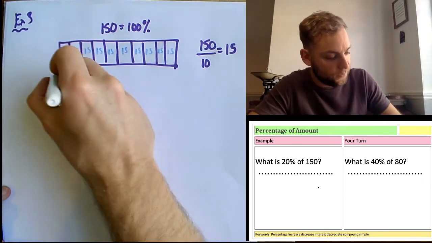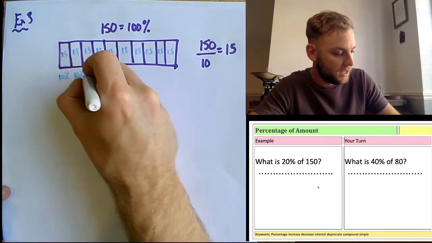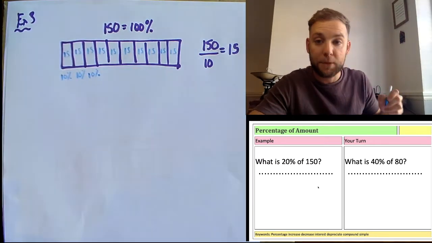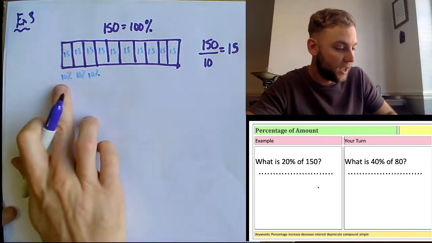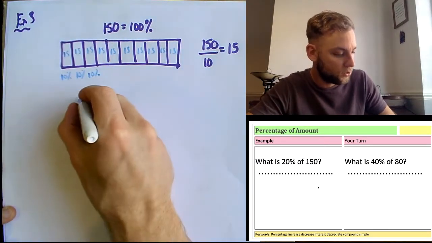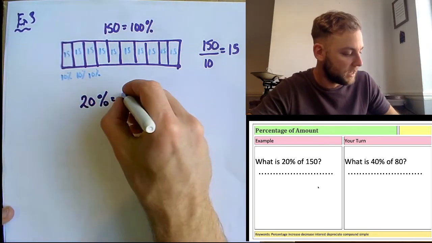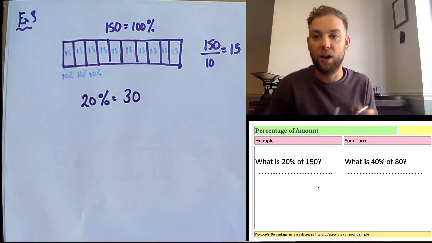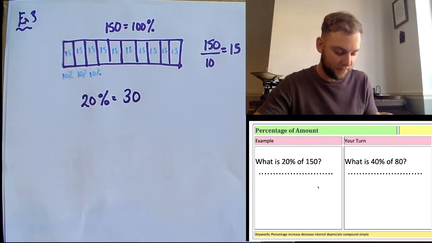I know that each of them are worth 10% because there's 10 of them. Okay, each of these are worth 10%. And because I want 20% now, I want 2 of these. So 20% is 2 of these. So 20% is equal to 2 lots of 15, which is equal to 30, like so. Super. So, next up, what is 40% of 80?